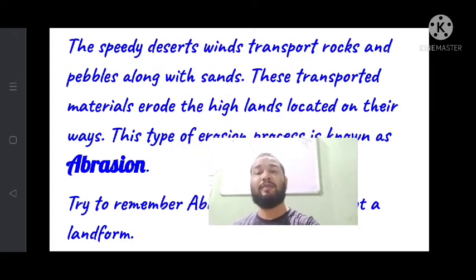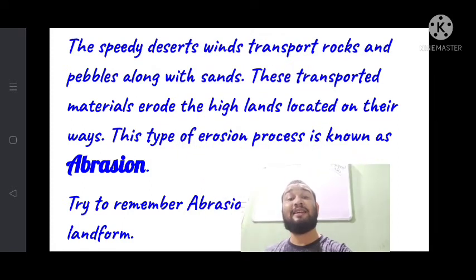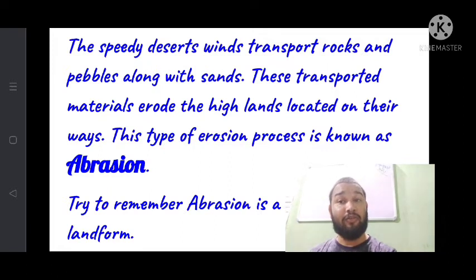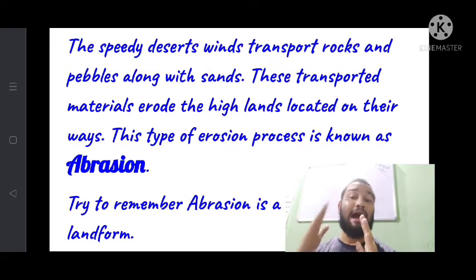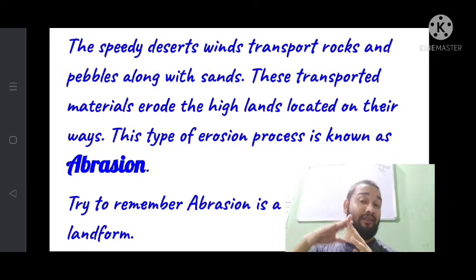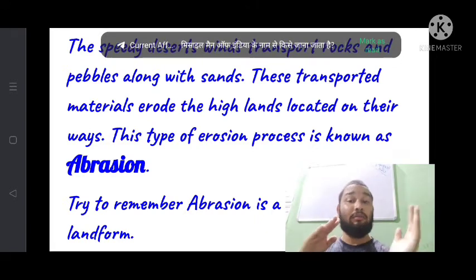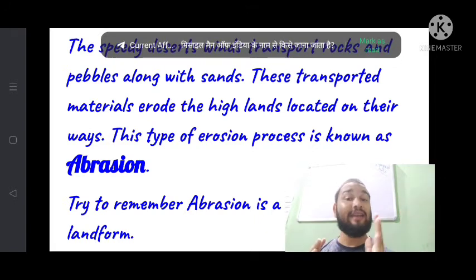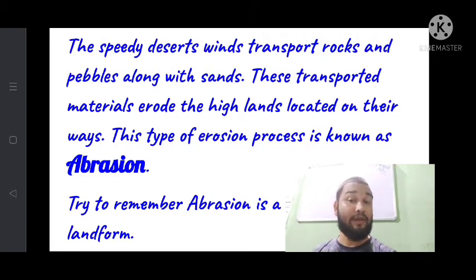Next you can see one process, that is the erosional process. The speedy desert wind transports rocks and pebbles along with the sand. This transported material erodes the highlands located in its way. This type of erosion process is known as abrasion. What is abrasion? Abrasion is a process where the high areas of the desert are cut down by wind action, by the sand and dust particles carried by the wind.